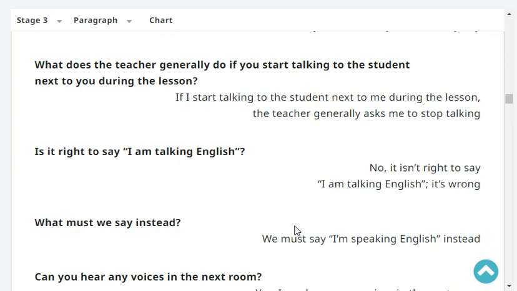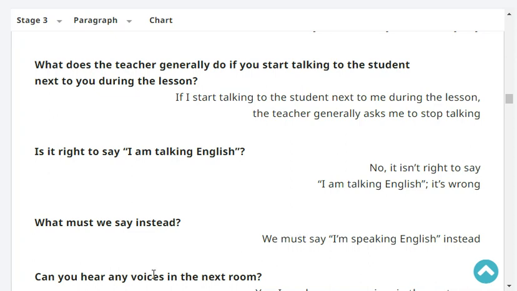Greg, what does the teacher generally do if you start talking to the student next to you during the lesson? If I start talking to the student next to me during the lesson, the teacher generally asks me to stop talking.